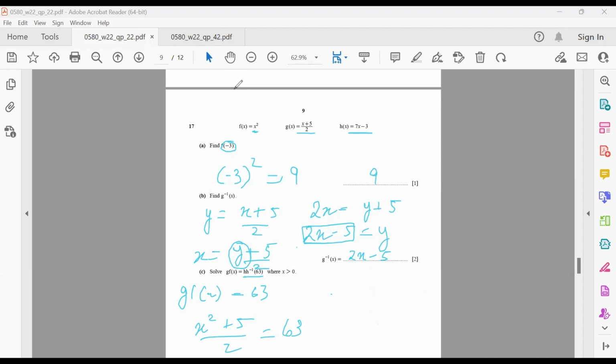So therefore we can say that 63 into 2 is equal to 126, and 126 minus 5 is equal to 121. So you can say that x squared is equal to 121. x is the root of 121. Therefore, x is equal to 11 or minus 11. Now, if you see over here, they said that x has to be greater than 0. Therefore, the only valid option is x is equal to 11.